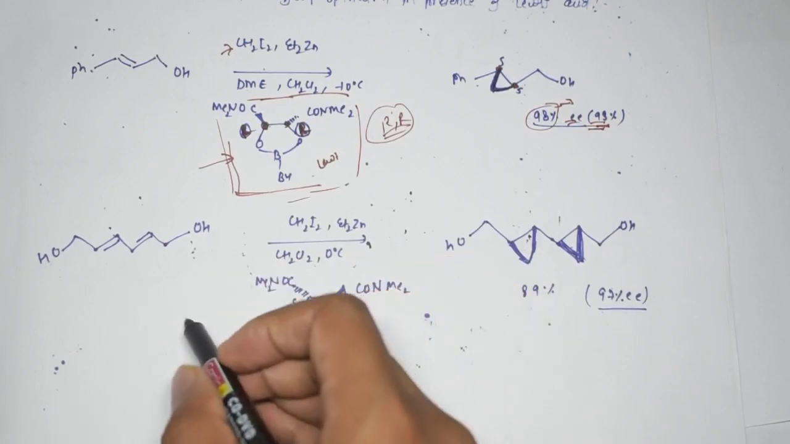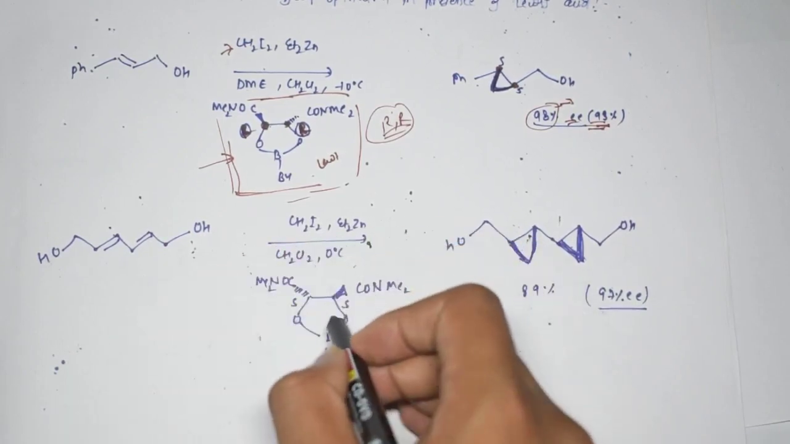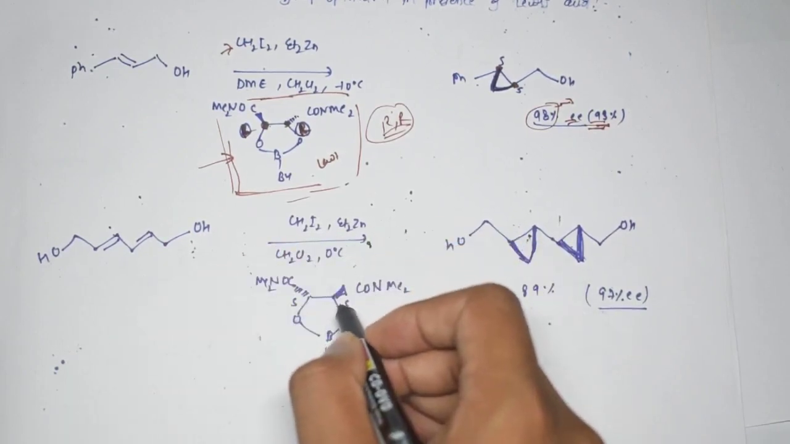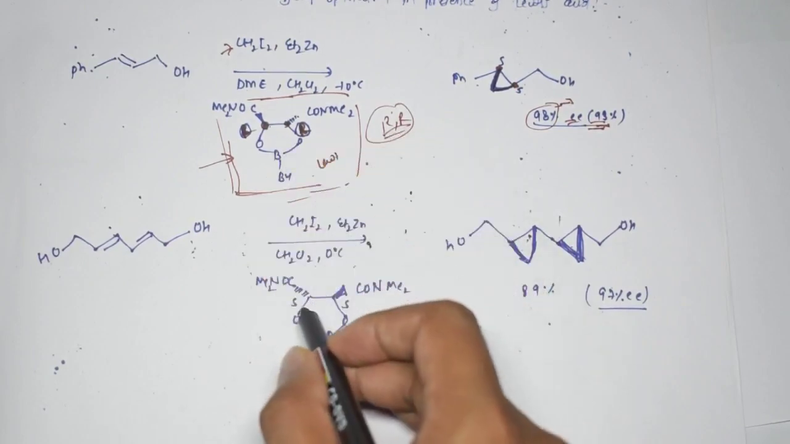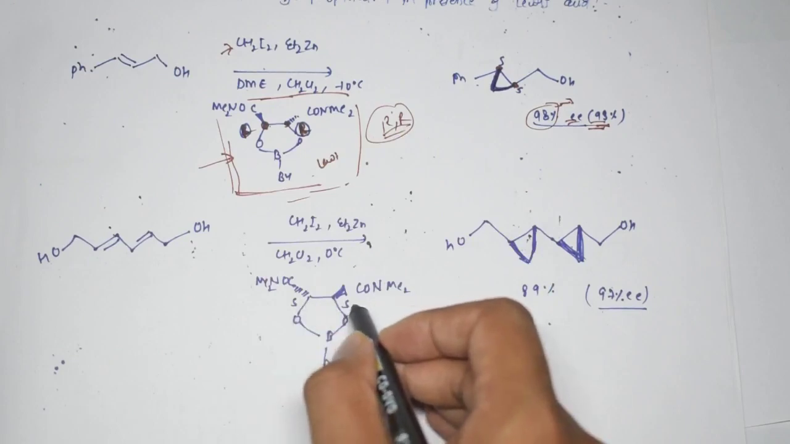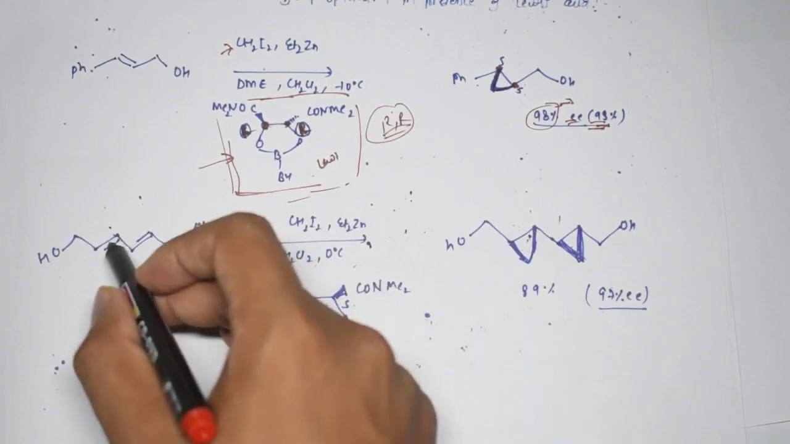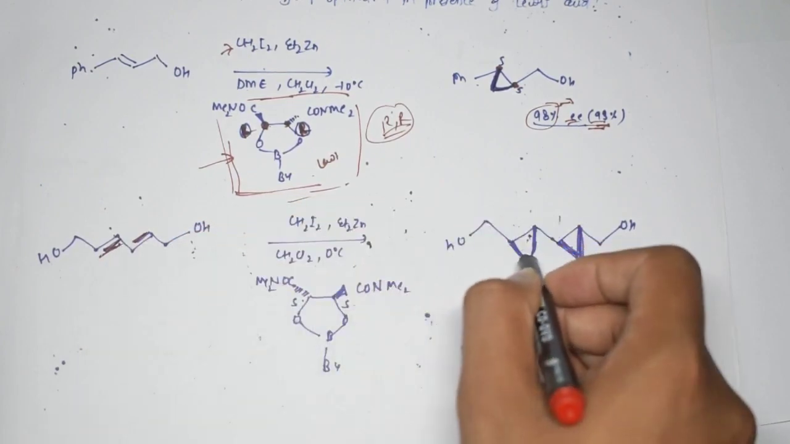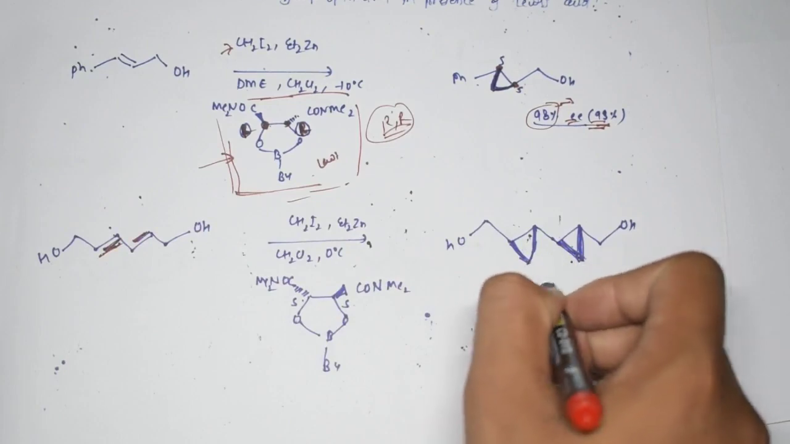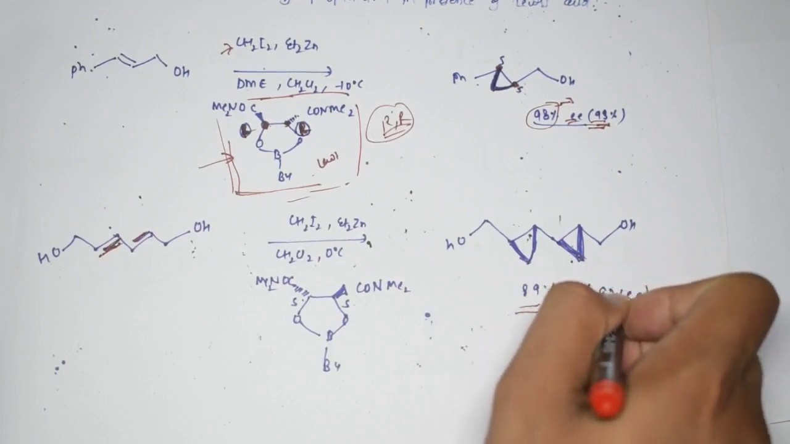Likewise, if I take this one, here again we have this Lewis acid. It is the same one, but here the configuration is different: here we have R, S and S. So in that case we have two alkenes over here, right? Two double bonds are present in this case, and both will get added like this. The cyclopropanation will take place and the product will form with 89% yield and 97% enantiomeric excess.